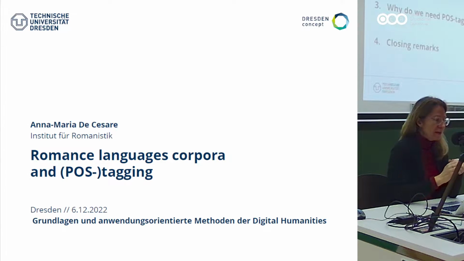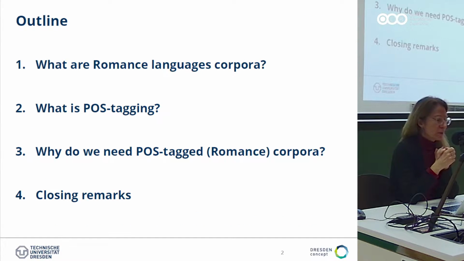Okay, so the outline is as follows. It's fairly straightforward. We are going to talk about what Romance languages corpora are, and then what exactly POS tagging is, what POS, parts of speech, are, and what tagging is. And then I'm going to ask a question that puts those two questions together, if you want, and the question will be: why do we need POS-tagged Romance corpora? What do we do with them?